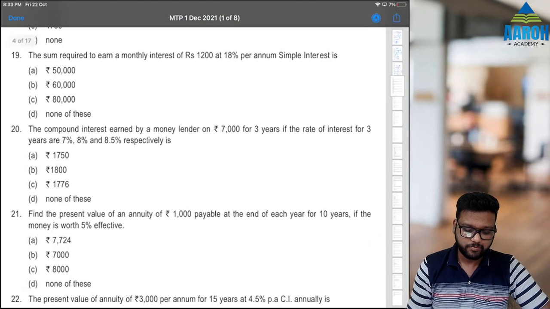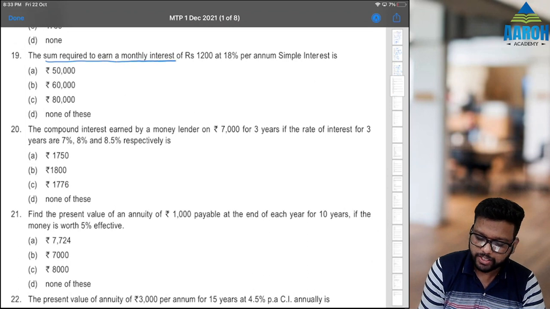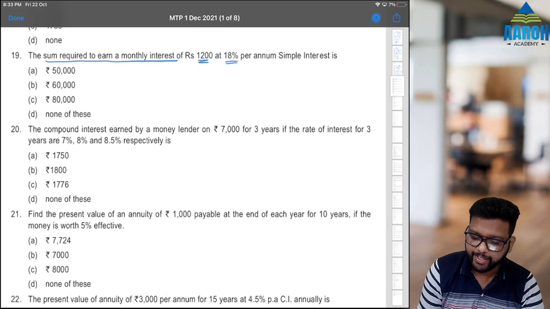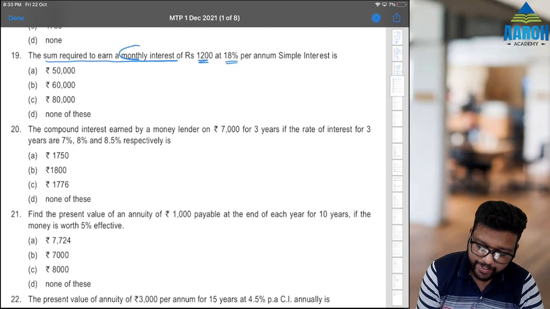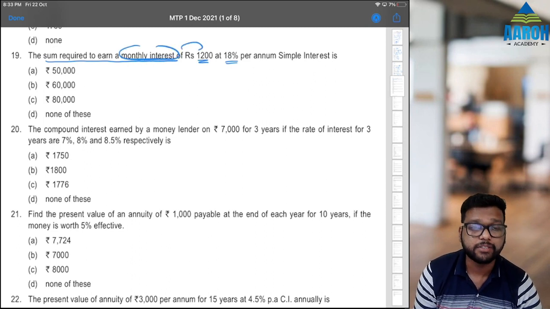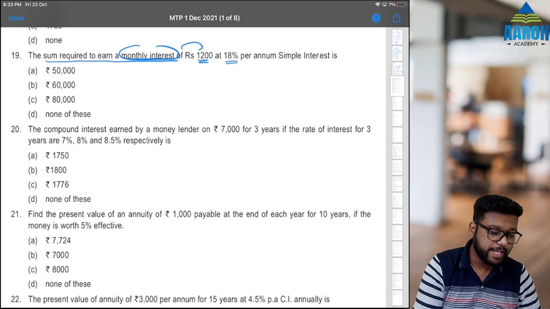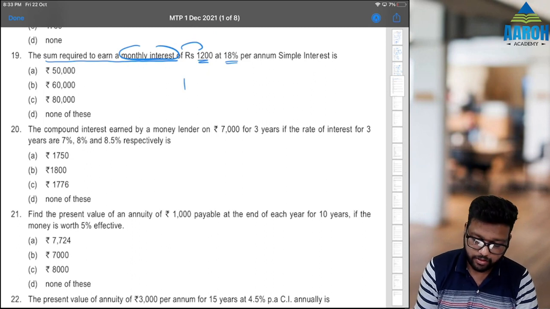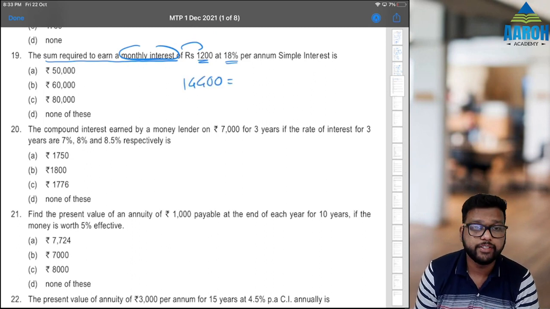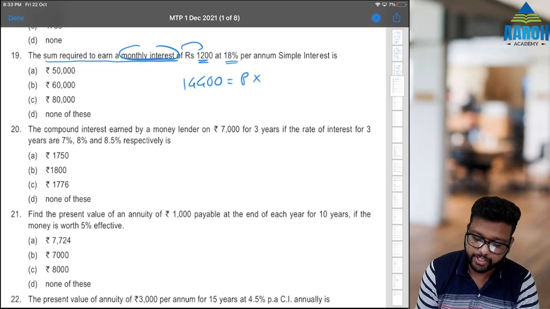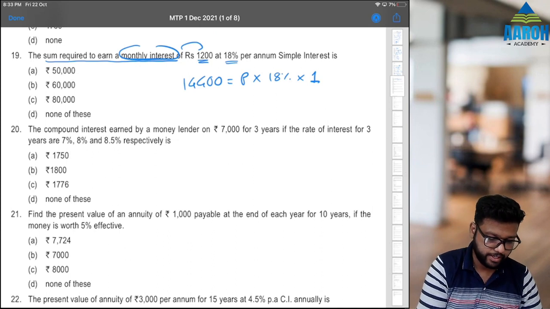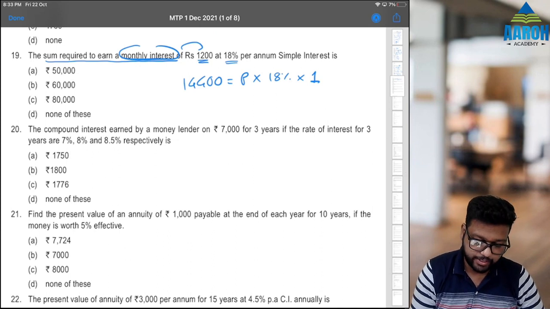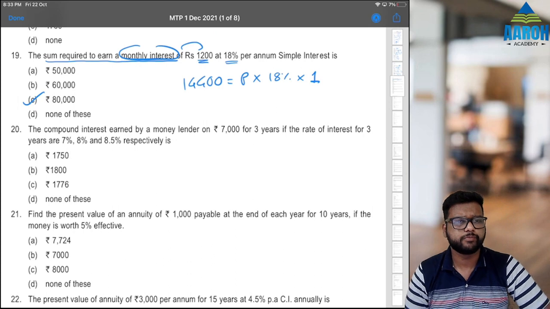Next, sum required to earn monthly interest of 1200 at 18% per annum simple interest is. Monthly interest of 1200, simple interest, monthly 1200, that means annually how much? 1200 into 12, 14,400 interest is needed. So how much principal is required? 18%, 1 year. Let's check. 14,400 by 18%, that is 80,000. 80,000 is the correct answer.